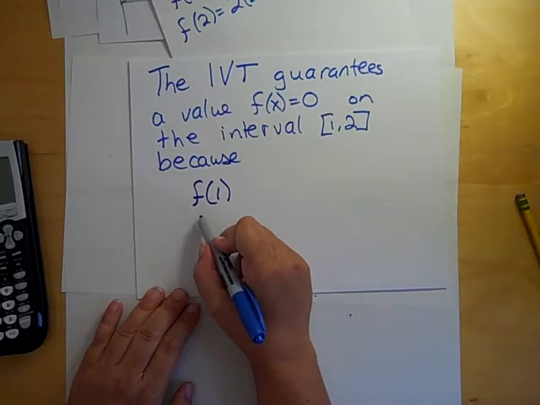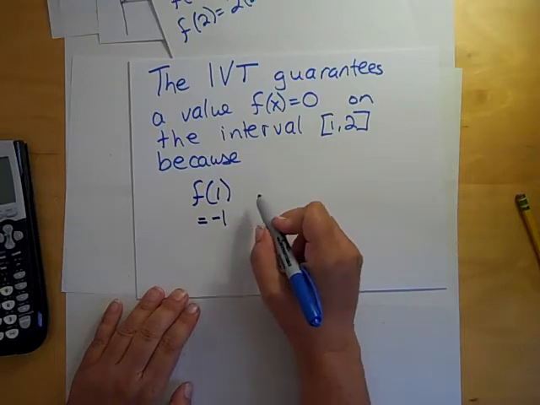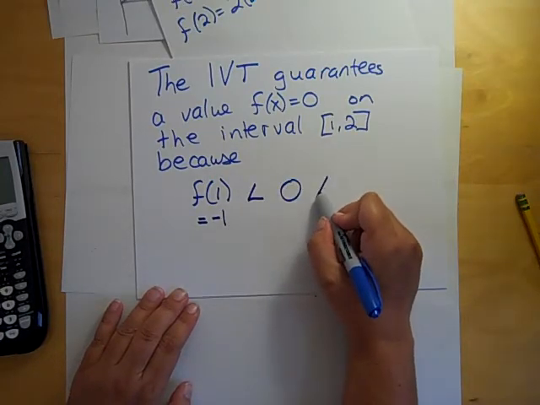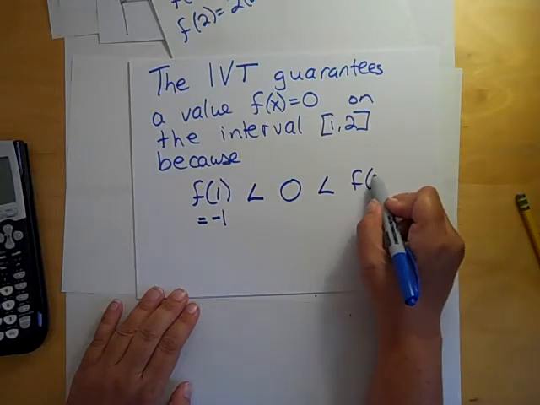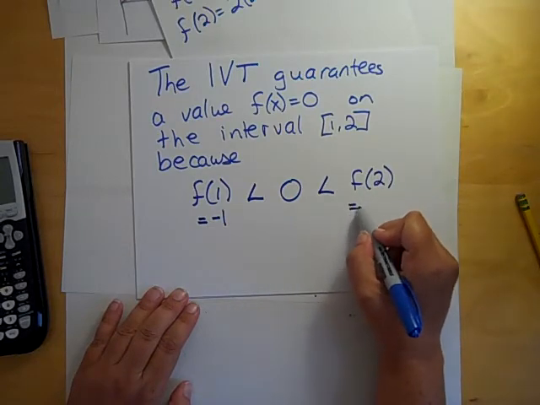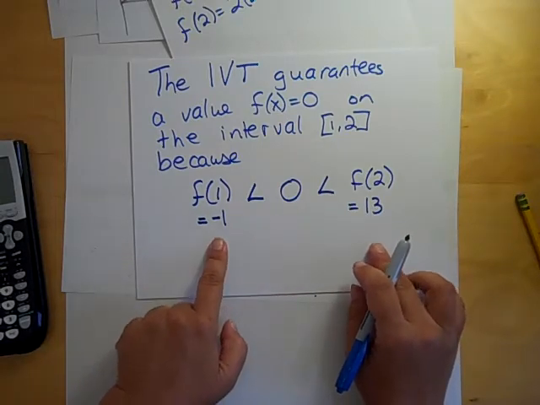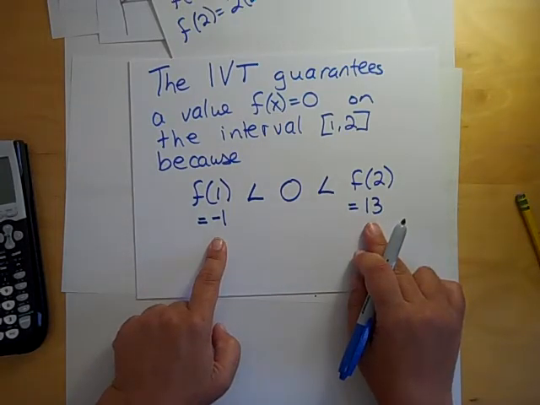And then to show that we did the work, we can say that f of 1, which equals negative 1, is less than 0, which is less than f of 2, which equaled 13. Okay, so we're saying that 0 is in between f of 1 and f of 2. And that would be your answer.